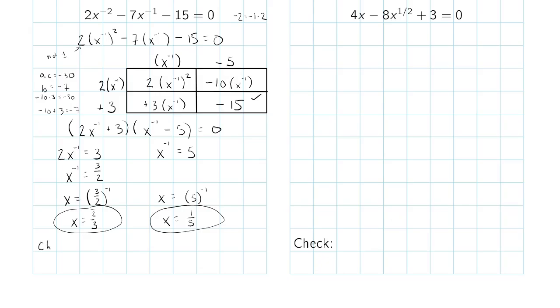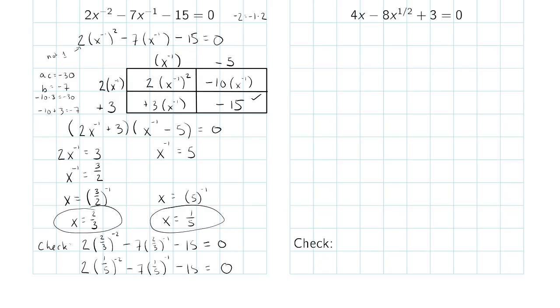If I really want to check, I can plug in 2 times 2/3 to the power -2 minus 7 times 2/3 to the power -1 minus 15. Throwing all of that unpleasant arithmetic into the calculator, we really do get 0. 2 times 1/5 to the -2 minus 7 times 1/5 to the -1 minus 15, again, really does give us 0.